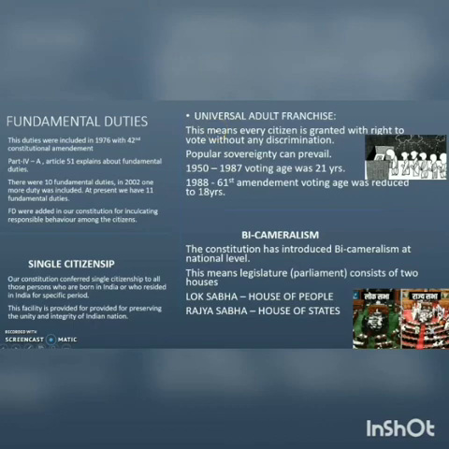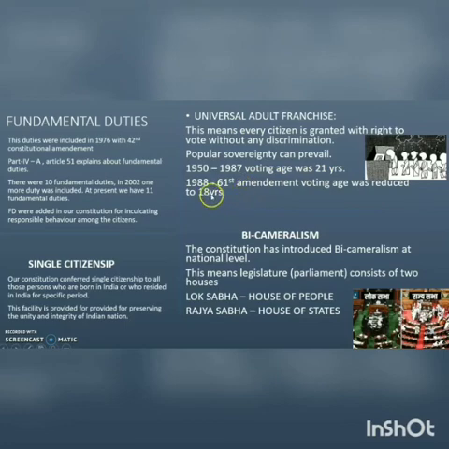So, in India, every citizen has the right to vote without any discrimination. By giving this right to the citizens, we can realize that in India there is popular sovereignty. When you talk of the voting age in India, it was 21 years from 1950 to 1987. But it was amended. What does that mean? From 21 years, it has been reduced to 18 years.